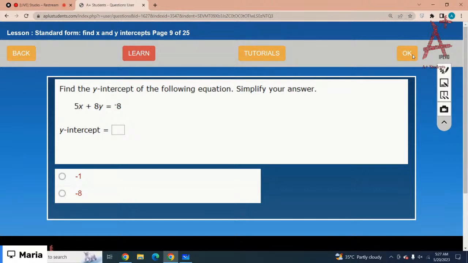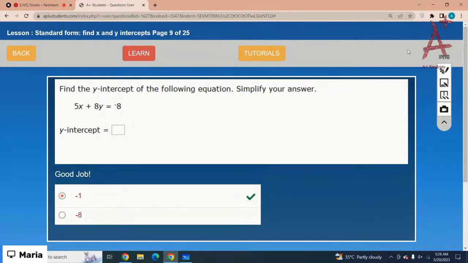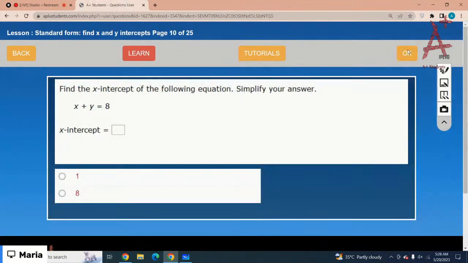5x plus 8y equals negative 8. You have to put x equals 0. It would be then y equals negative 1. The correct option is negative 1. Next, x plus y equals 8. You need to calculate the x-intercept. For the x-intercept, you need to put y equals 0. So that means the correct option is x equals 8. Got it?